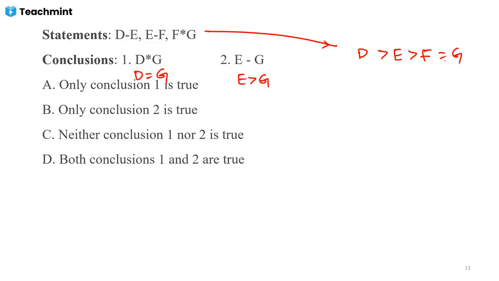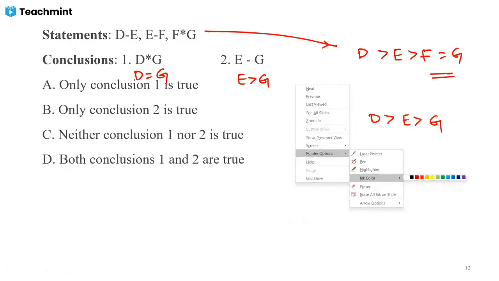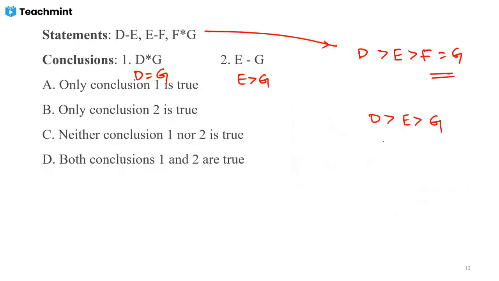For D to G, listen, F equal to G means in place of F I can put G. In place of F, we can take G, right? So from D to G, the common symbol is D greater than G. E to G, E greater than G. D equal to G is not correct. D, E greater than G is correct. Only the second one is true.